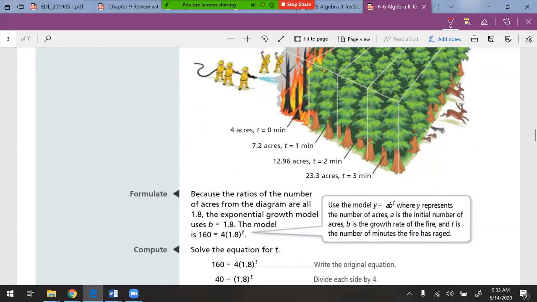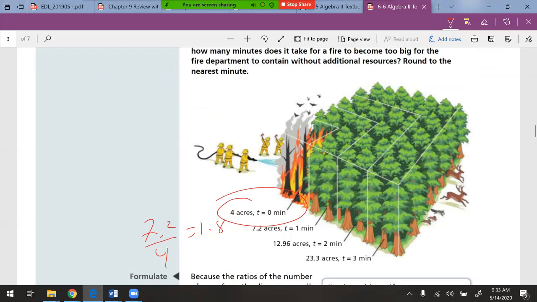So let's take a look at this. Notice this, right? When t is 0, it's 4. So we're looking for the base, okay? So notice how when I divide 7.2 over 4, I do get 1.8. So then I found my equation. And then my beginning number is 4. So my equation would be this. We need to set it equal to 160 because that's the acres.